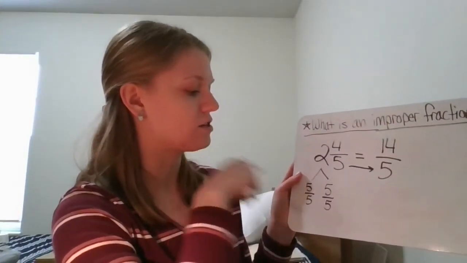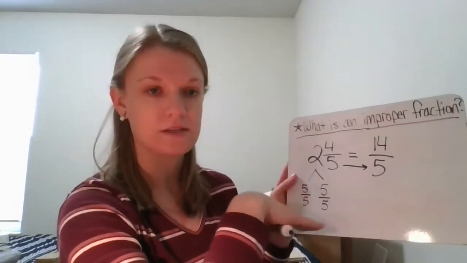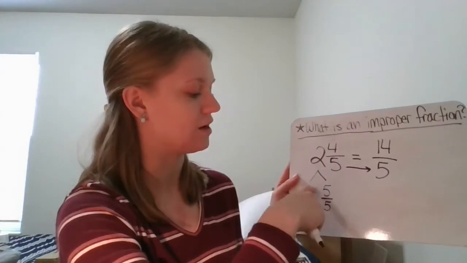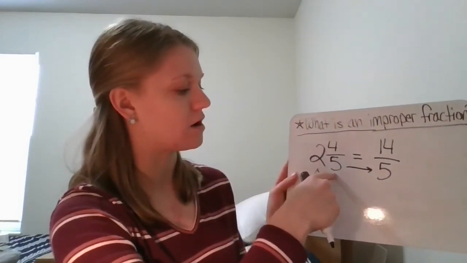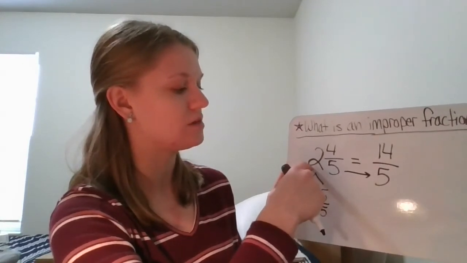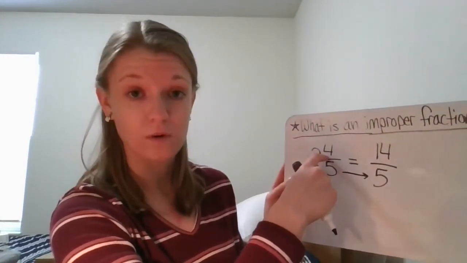So is there a faster way rather than writing all of this out down here? Like this is basically 5 2 times. Wait a second. 5 2 times plus 4?